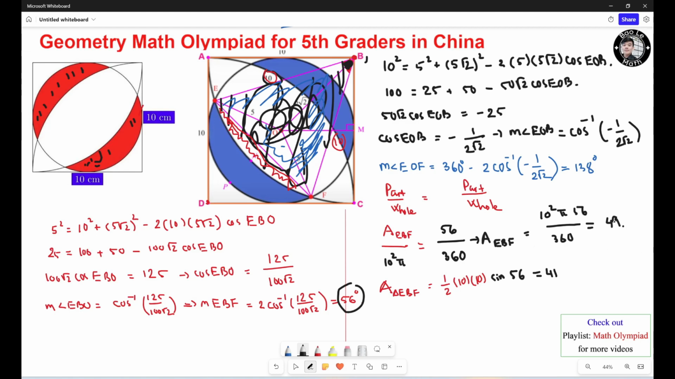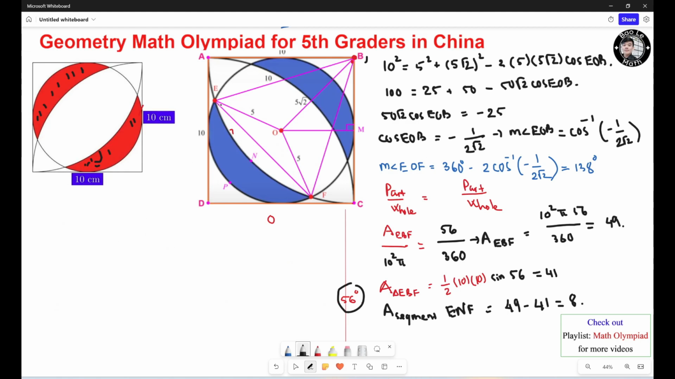So basically you take this one, 49, subtract 41, and you get the area of the segment. The area of the segment right here, the right segment, which is E, N, F right here. So E, N, F equals 49 subtract 41, equals 8.